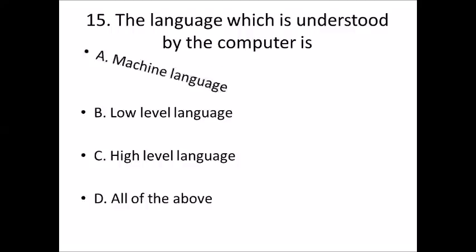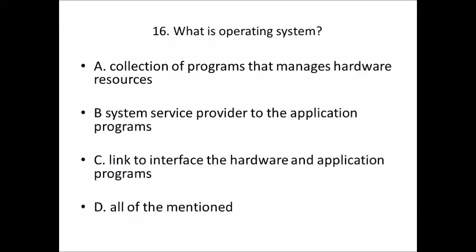Answer వచ్చేసి option A, machine language. 16th bit. What is operating system? Option A, collection of programs that manage hardware resources. Option B, system service provided to the application programs. Option C, link to interface the hardware and application programs. Option D, all of the mentioned. Answer guess cheyandi.